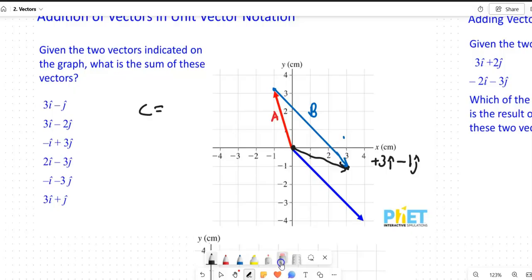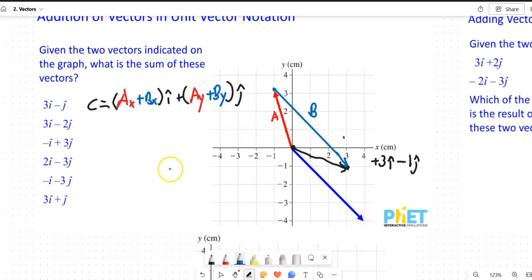So C, which I'm going to totally need more room, is going to be equal to the AX component plus the BX component, i hat, plus, and this will be j hat, the AY component plus the BY component.